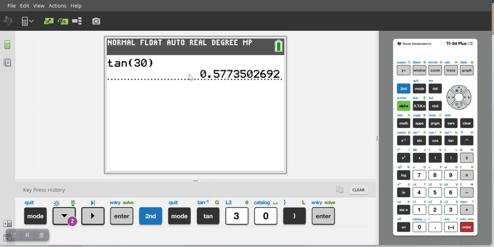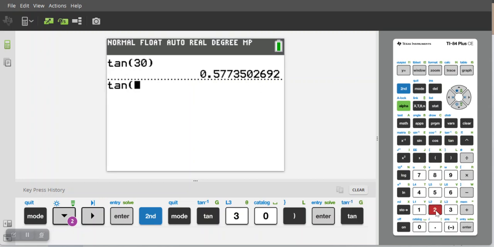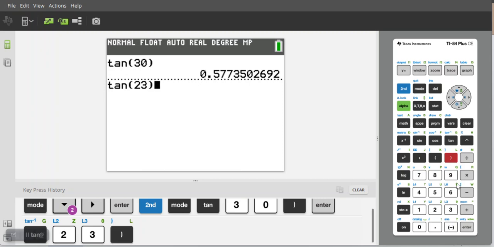Tangent 30 has an exact value that we can know, but if you start doing other things like tangent of 23 degrees, that might be a little trickier. That's generally not something you would ever be expected to know, but you can find an approximate value for it by using your graphing calculator.